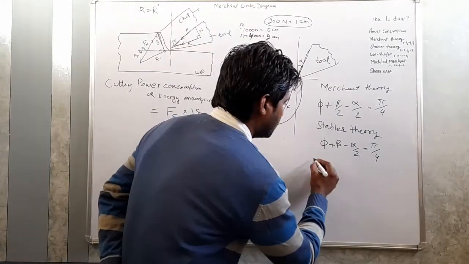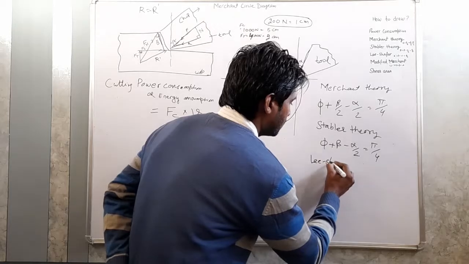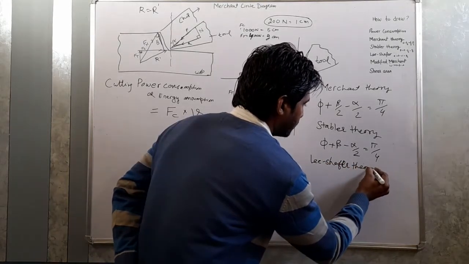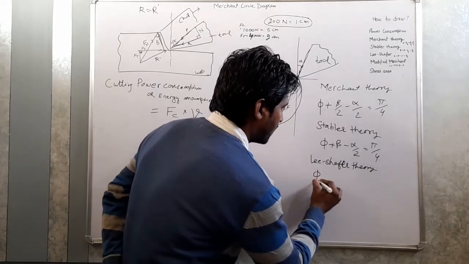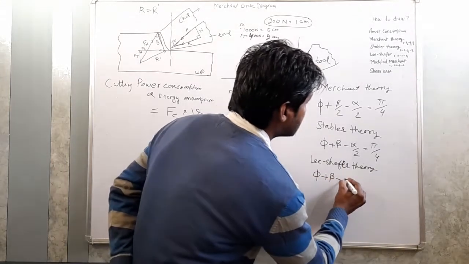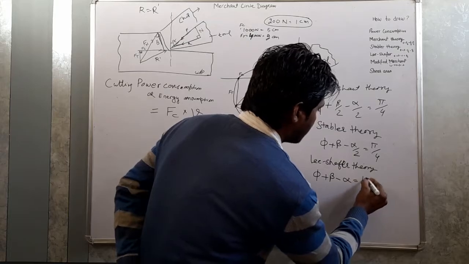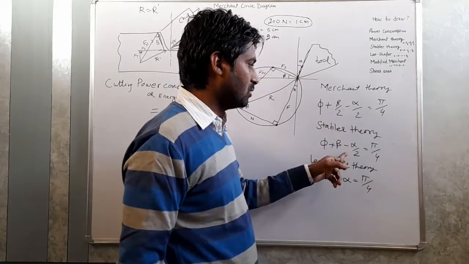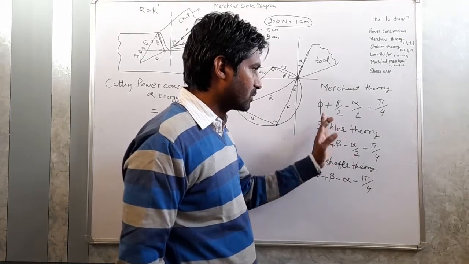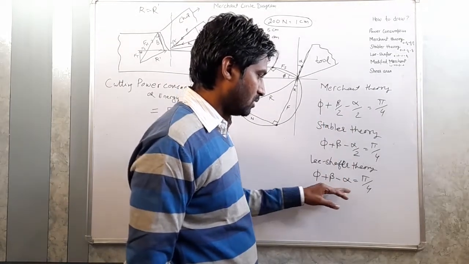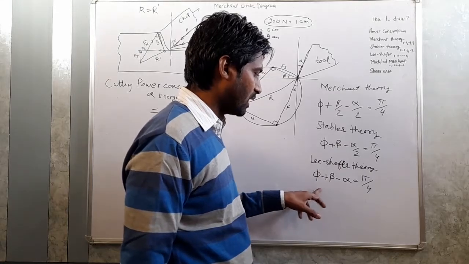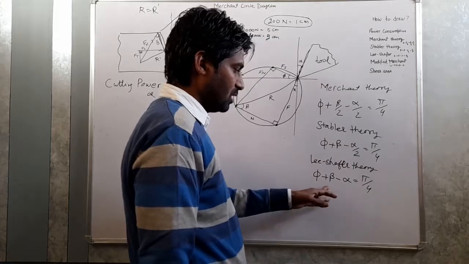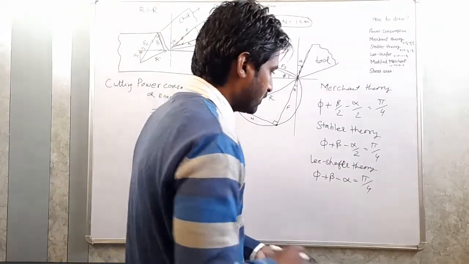And next is the Lee-Schaeffer theory. Now this is phi plus beta minus alpha equal to pi by 4. In the first, beta by 2 and alpha by 2; in the second, only alpha by 2; and in the third there is only a single phi plus beta minus alpha, not with the divide by 2.